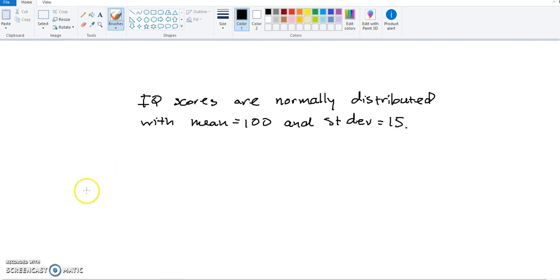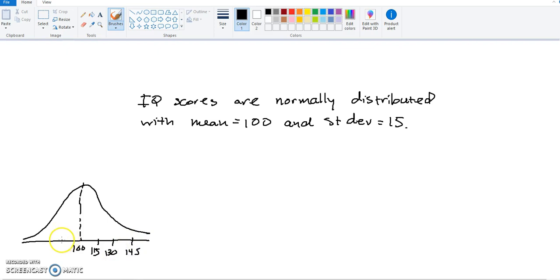So if we're going to get asked any questions on our empirical rule, essentially we just need to make sure that we create our little picture and we count on all the important multiples. So this would be 100 right here in the middle, then we have 115, 130, and 145. And counting below, we have 85, 70, and 55.